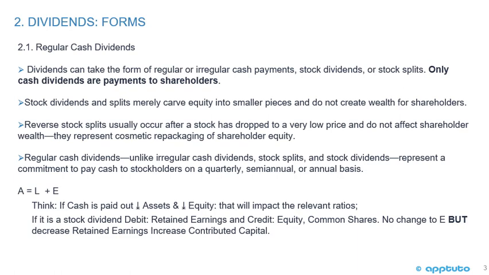Regular cash dividends, unlike irregular cash dividends, stock splits, and stock dividends, represent a commitment to pay cash to stockholders on a quarterly, semi-annual, or annual basis. So at the bottom there, I've written assets equals liabilities plus equity. Think, if cash is paid out, that's a decrease to assets and a decrease to equity. That will impact all the relevant ratios that involve assets and equity. If it is a stock dividend, you're going to debit retained earnings and credit common shares. There's no change to the E, but a decrease in retained earnings and an increase in contributed capital.